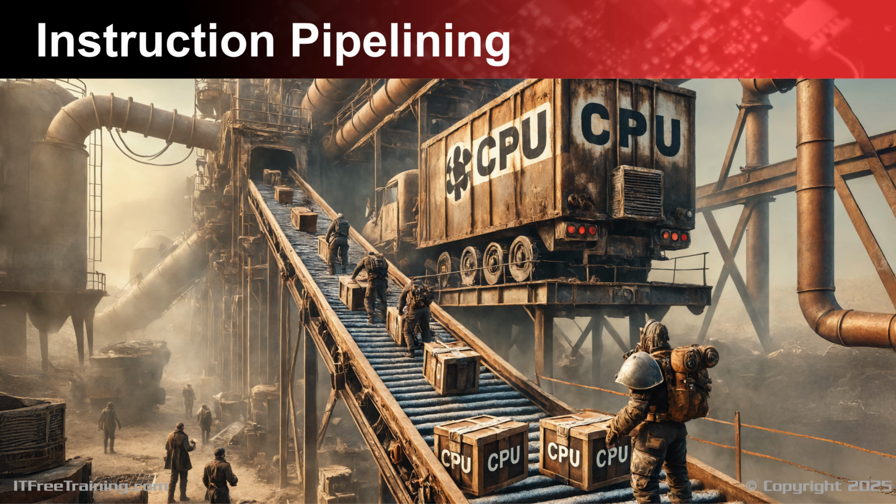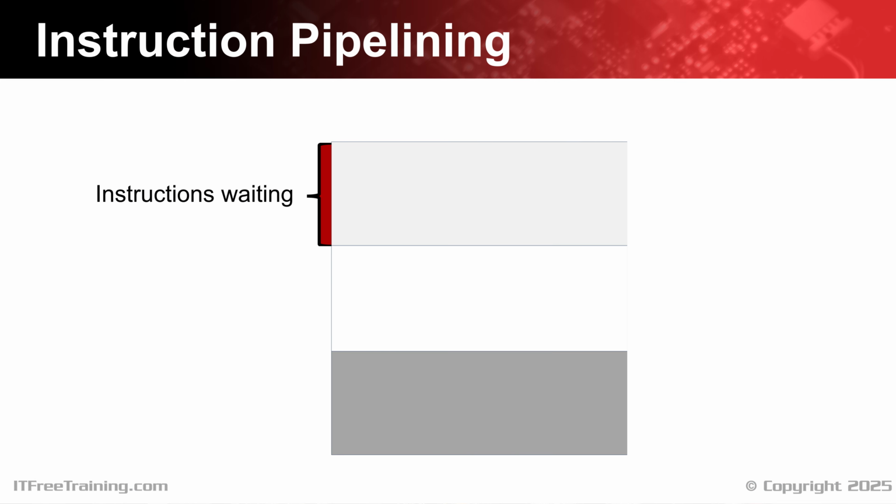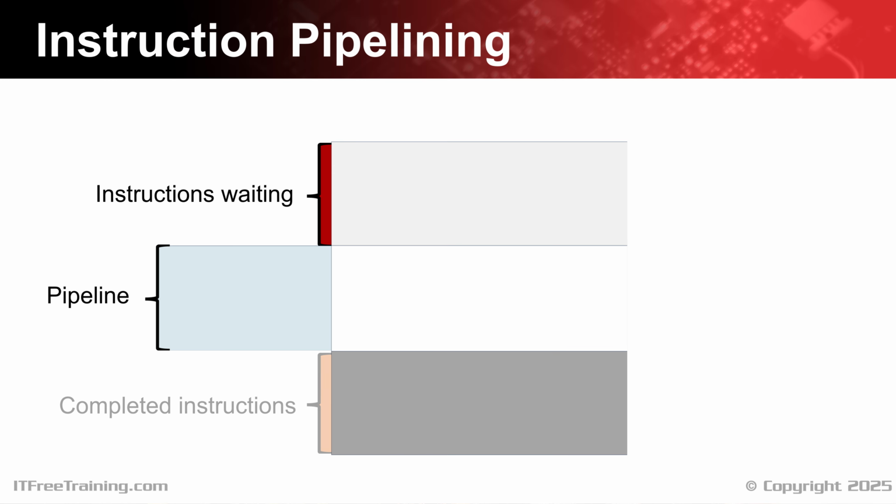To understand how the pipeline works, I will break it down into components. The first being the instructions waiting to be processed. The second part being the pipeline itself. The third part being the completed instructions. In this example, I will use a 4-stage pipeline. Some pipelines have a different number of stages, but this is the one covered by CompTIA, although I doubt you will get a question directly on the pipeline in the exam.